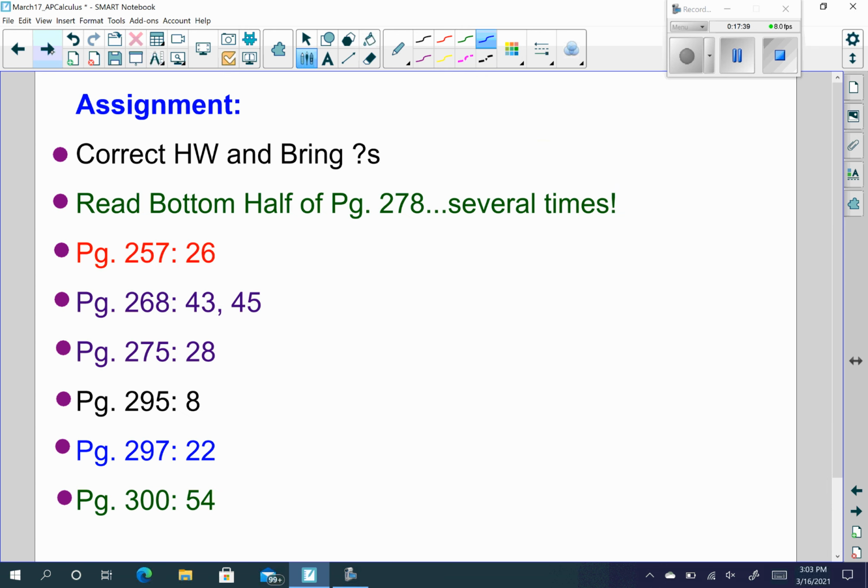All right, so today's assignment, these are more AP style questions. Please make sure you read the bottom half of page 278 several times. Let me know if you have any questions.